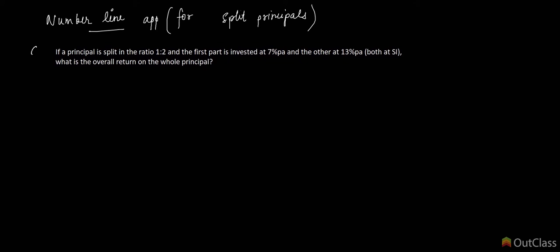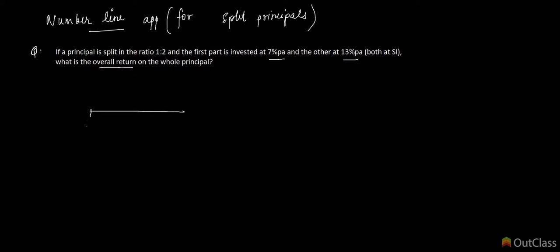Here's the question. If a principal is split in the ratio 1:2 and the first part is invested at 7% per annum and the second part at 13% per annum, both at SI, what is the overall return on the whole principal? So you have a principal being split in the ratio 1:2 and you have rate 1, rate 2, they're asking for the overall rate of interest. This is a weighted average and it can be calculated using the number line.